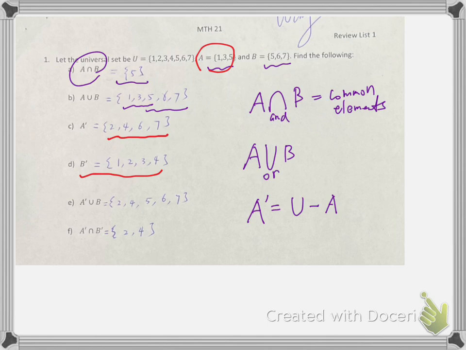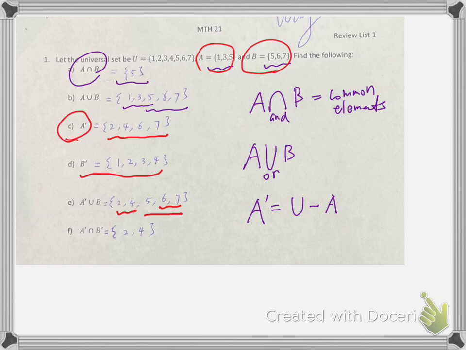So now A complement union B. Now we need everything in A complement and everything in B. So 2, 4, 6, 7 is in A complement. And then we also need every element in B, so 5, 6, 7 in B. So we got 2, 4, 5, 6, 7. We put elements in A prime and in B together.